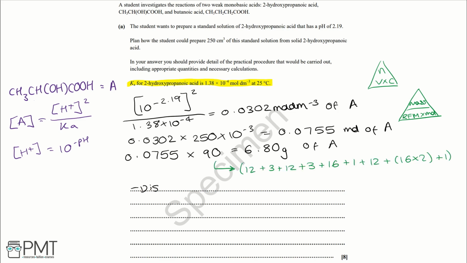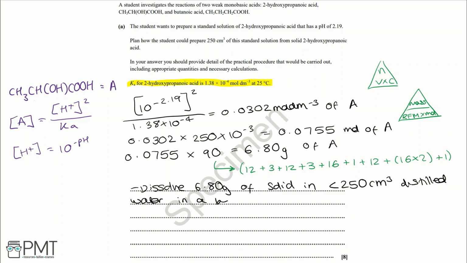So this part of the question where we're describing the method is just asking us to explain how you make a standard solution. So firstly, when making a standard solution, you dissolve your solid in less than 250 centimeters cubed of distilled water in a beaker, but we need to specify the mass of the solid we're using. So we're dissolving 6.80 grams of solid in less than 250 centimeters cubed of distilled water in a beaker. Then we're going to transfer the solution to a 250 centimeter cubed volumetric flask.